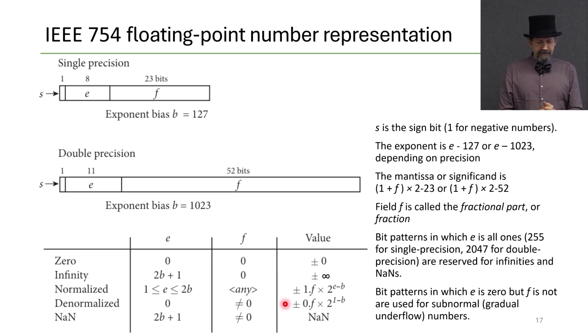We can also represent NaN, not-a-number, as situations where we have that maximum exponent e equal to 2 times the bias plus 1 with a non-zero fractional part.